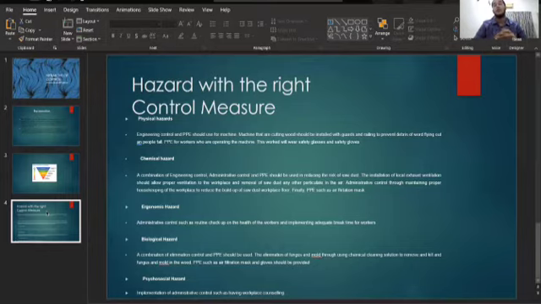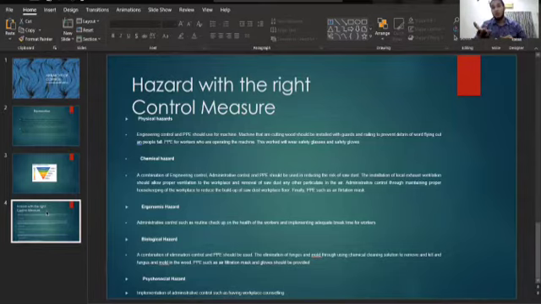The second one is chemical hazard. For chemical hazard, I tend to choose engineering, administrative, as well as PPE, because it's a chemical, so you need to reduce a lot of the risk from the saw that you're cutting, as it will pop up dust all over. So you have the installation of local exhaust ventilation, which should allow proper ventilation in the workplace and removal of sawdust in the air.